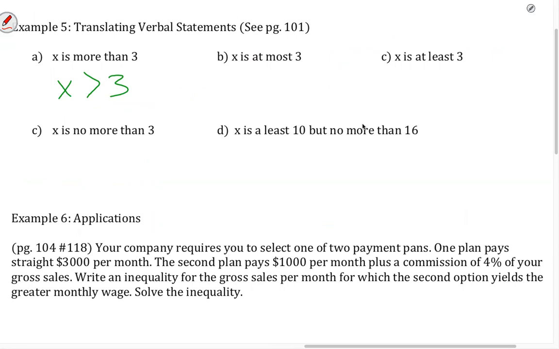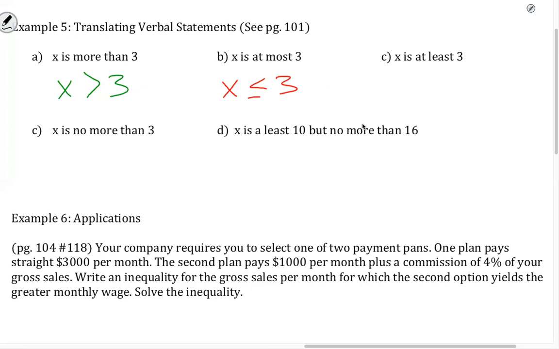B is tricky. Why is B tricky? Because it says at most. At most means x has to be less than or equal to 3. Are you okay with that, Mr. Dolan? Yes.